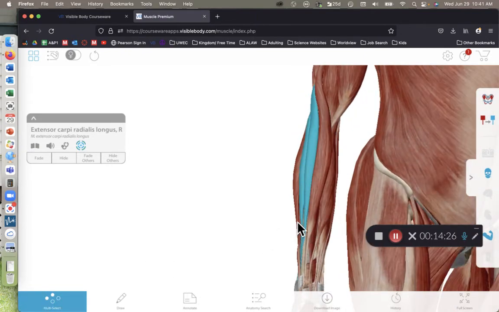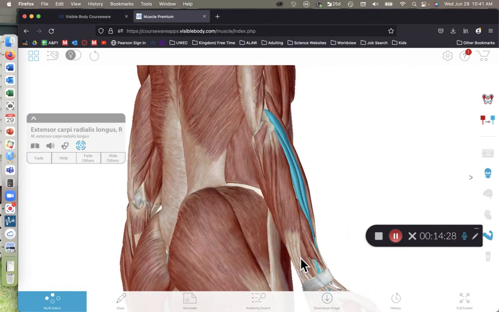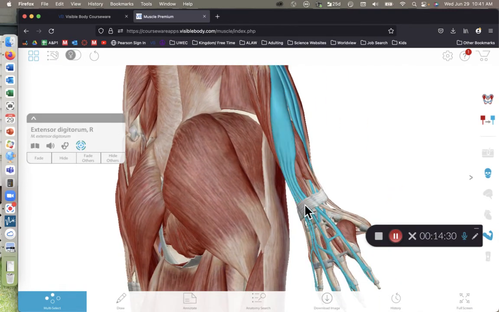And I want to emphasize, because it's an extensor, it extends the wrist and hand. Look at the termination point. Right down here. The termination point is on the posterior of the wrist and hand, causing the extension when those muscles are flexed. So their insertion is over here.